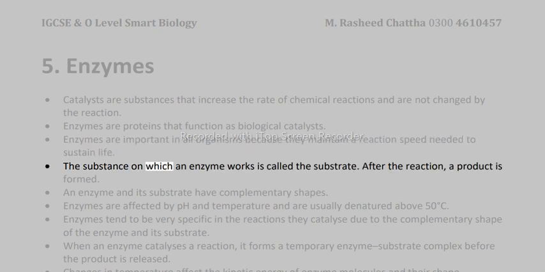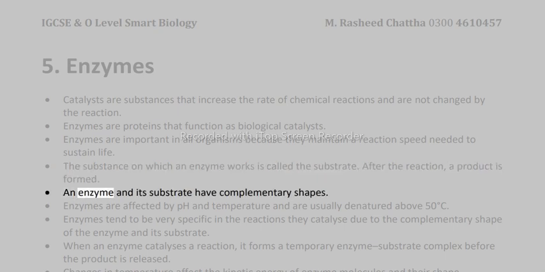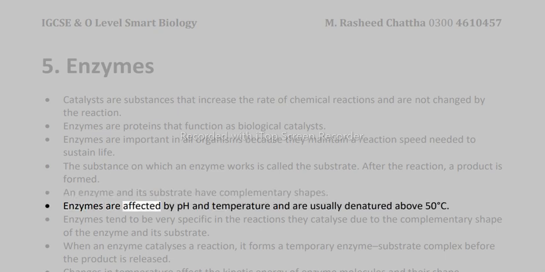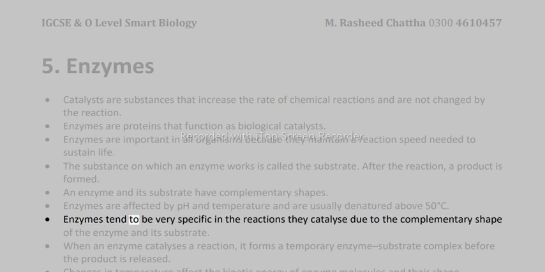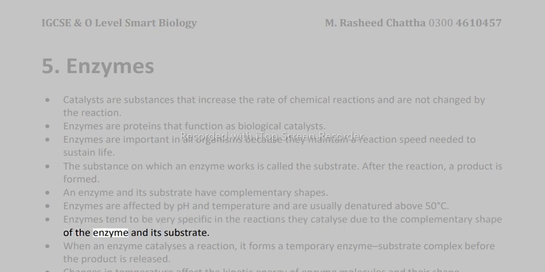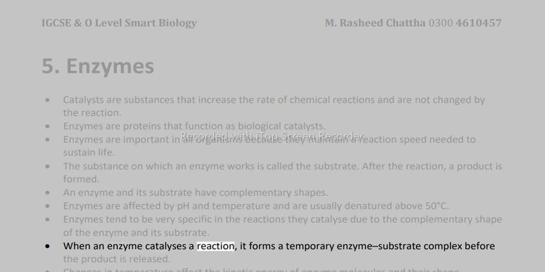The substance on which an enzyme works is called the substrate. After the reaction, a product is formed. An enzyme and its substrate have complementary shapes. Enzymes are affected by pH and temperature and are usually denatured above 50 degrees Celsius. Enzymes tend to be very specific in the reactions they catalyze due to the complementary shape of the enzyme and its substrate. When an enzyme catalyzes a reaction, it forms a temporary enzyme-substrate complex before the product is released.